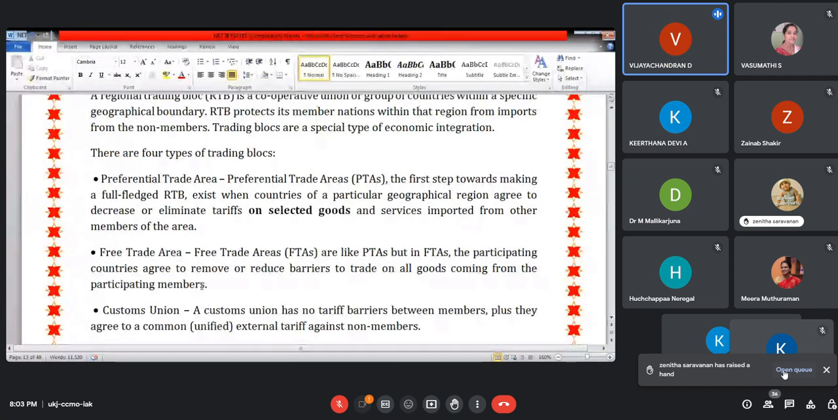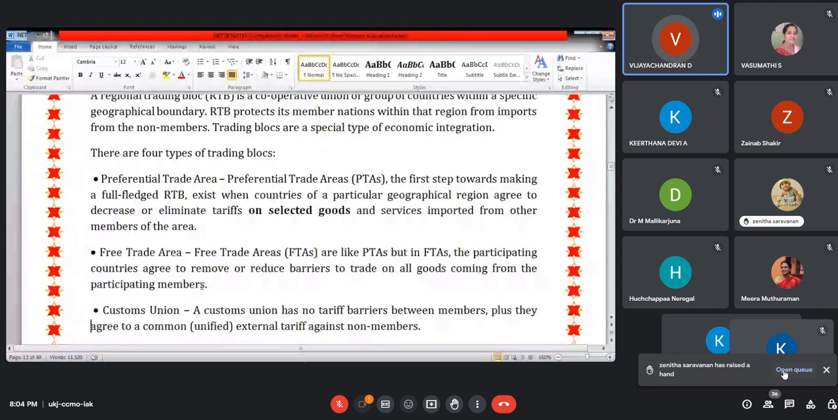OPEC, the Organization of the Petroleum Exporting Countries, headquartered in Baghdad. So in that preferential trade, they will do only crude oil, only the selected goods. If there is any international trade in that commodity, no restriction. If they are going for another commodity, there will be some restriction, some barriers. So that is known as preferential trade area.